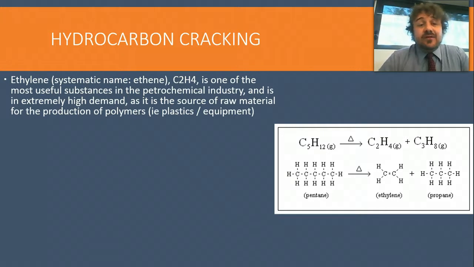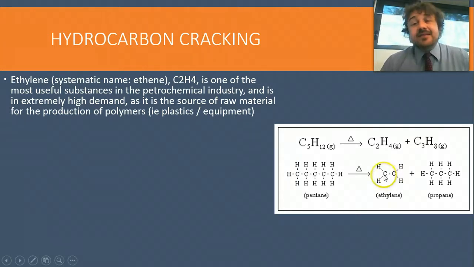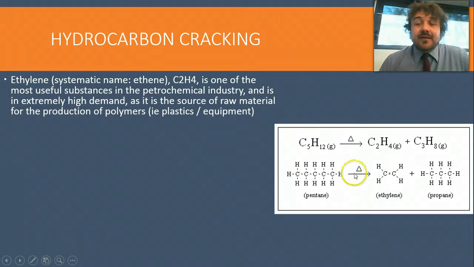So C2H4, ethylene, is ethene. It's one of the most useful substances we have in the petrochemical industry. It's in high demand, as it tends to be the source for most polymers, so plastics. Now, if you have a look over here, here's ethylene. We can see that it has a double bond.